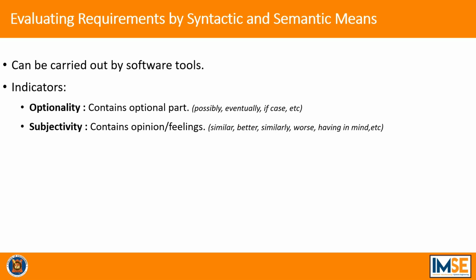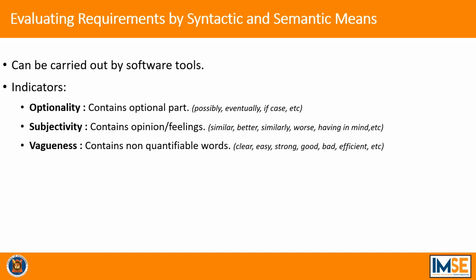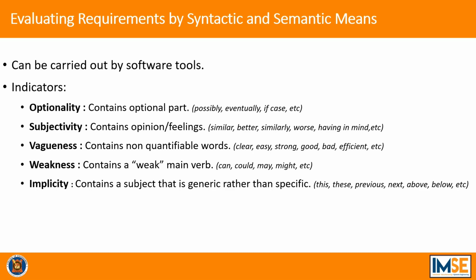Subjectivity, when it contains feelings or opinions, words like similar, better, worse, similarly, having in mind, etc. Vagueness, when it contains non-quantifiable words: clear, easy, difficult, strong, bad, efficient, etc. Weakness, when it contains a weak main verb, like can, could, may, might, should, etc. Implicity, when it contains a subject that is more generic than specific, like this or previous, next to, next, above, below, etc.